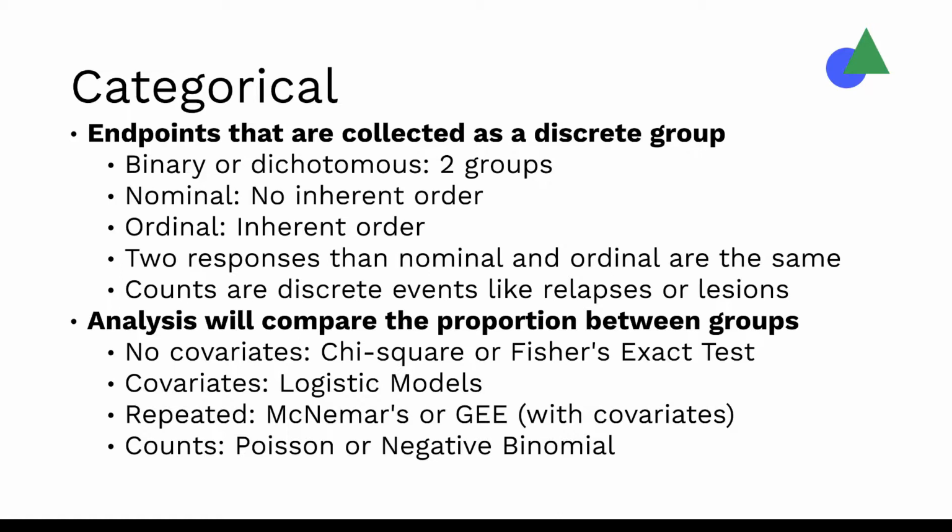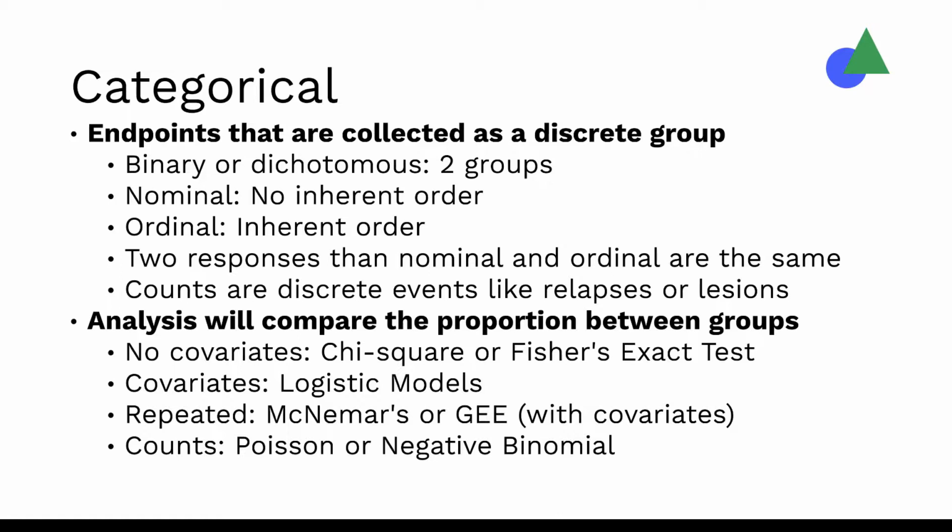The analysis here will compare the proportions between the groups. If you don't have any covariates, it's a simple chi-square or a Fisher's exact test. If you have covariates, you're getting into logistic models. If you have repeated events, it's McNemar's, which is very simple, or a GEE, generalized estimating equations with covariates.